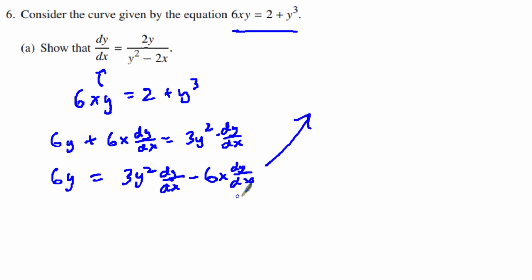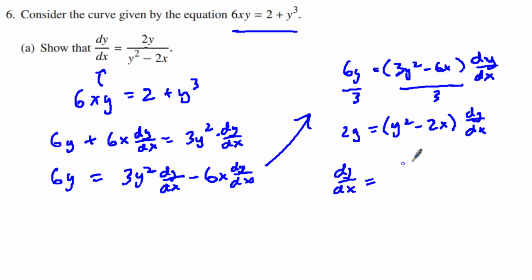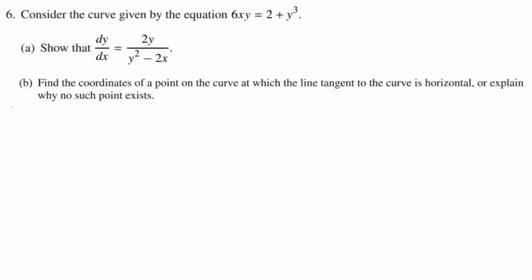Now I'm going to factor out my dy over dx's. So I have 6y is equal to 3y squared minus 6x, and I factored out a dy over dx. You can see I can divide everything by 3, and I end up getting 2y is equal to y squared minus 2x dy over dx. And last but not least, let's divide to get dy over dx all by itself. So I have 2y over y squared minus 2x, and that is my differential. So that was A, getting my differential, showing my implicit differentiation.